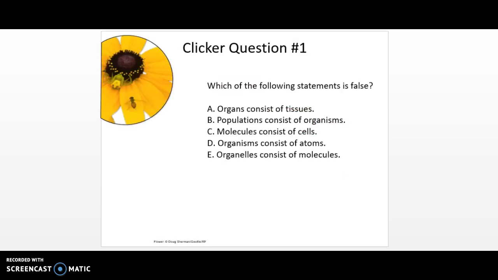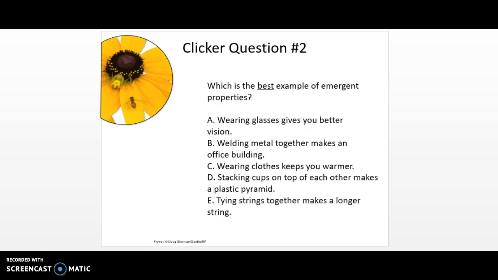Which of the following statements is false? So if you could, pause the video here. Is it organs consist of tissues, populations consist of organisms, molecules consist of cells, organisms consist of atoms, or organelles consist of molecules? The correct answer is C. Molecules consist of cells, because we know that molecules put together can make up organelles, and organelles will then make up cells. So that is incorrect.